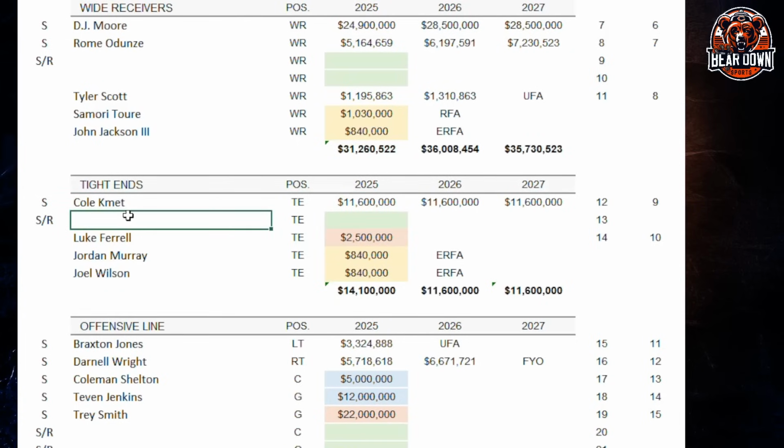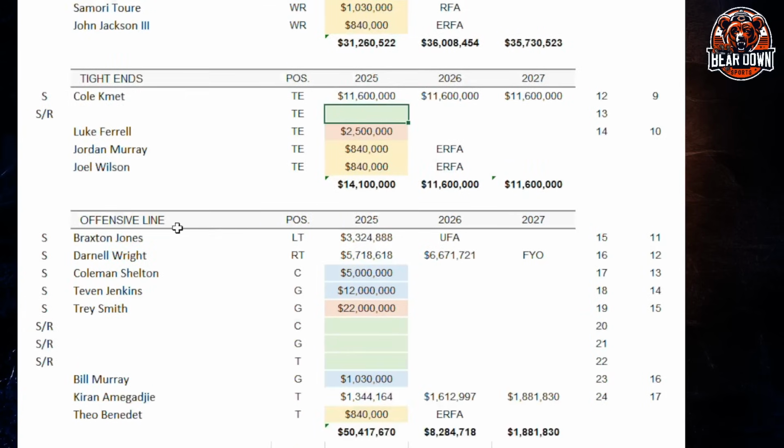I don't know. Who knows? This is just speculation stuff. But if I'm the GM in this role, what would I do? I might cut Gerald Everett. I might, if I go this route of getting a good pass blocking, run blocking tight end like Luke Farrell, who's very above average in the league, and do that.